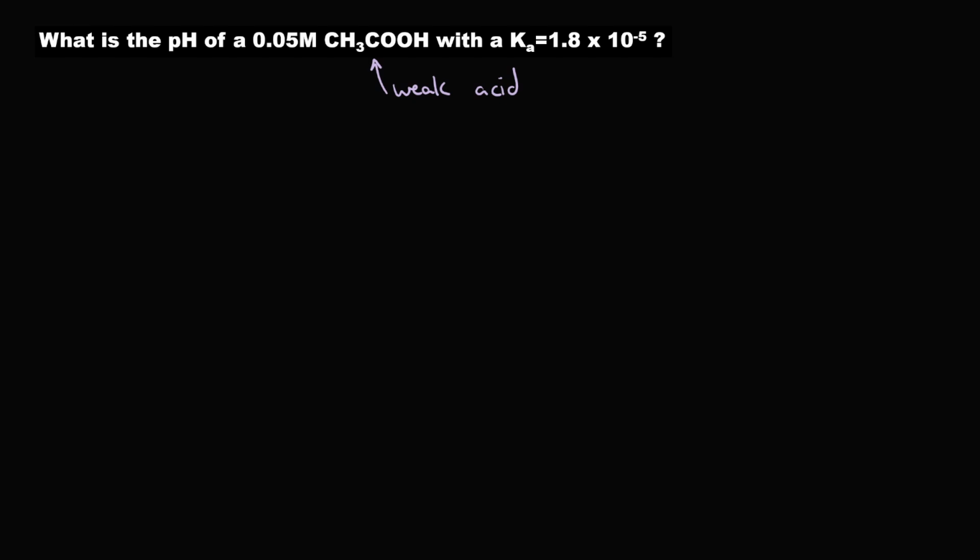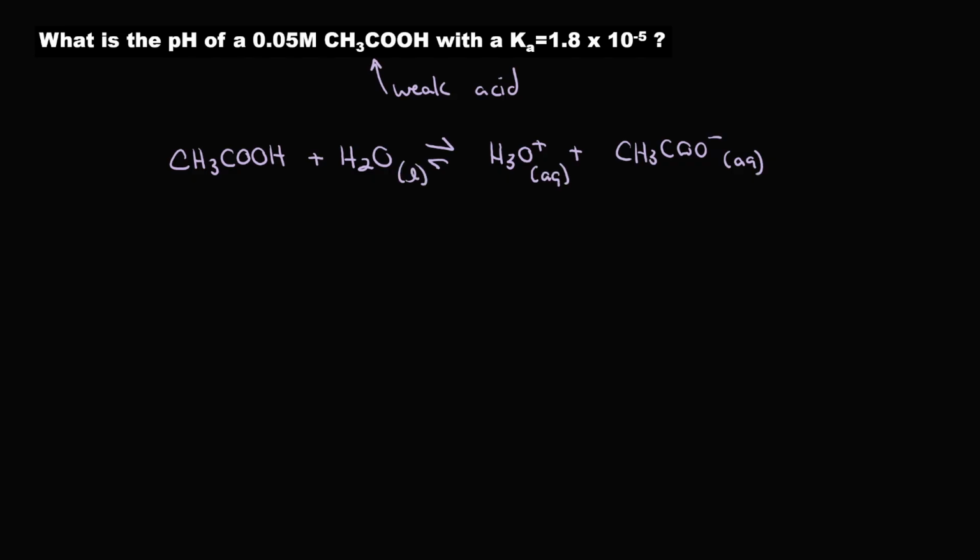And the important thing about finding a pH of a weak acid with the Ka is that most of the time, 99% of the time, we're going to need to use a nice table where we need to write out our reaction of acetic acid with water, where acetic acid donates a proton to make H3O+ and our conjugate base, CH3COO-. And all of them will be aqueous except for water, which is going to be our liquid in this case.